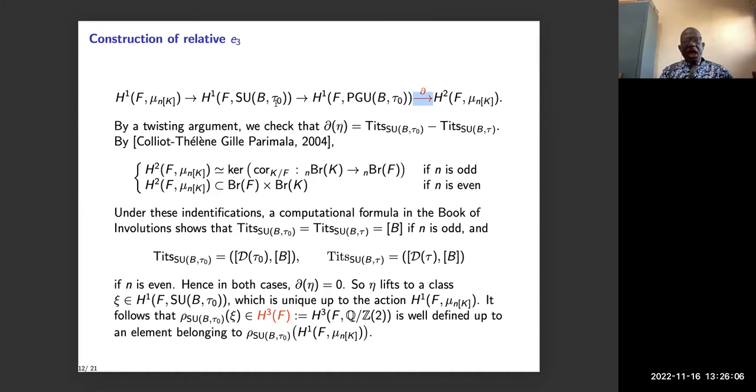Now, for eta living here, the image of eta under the connecting map is trivial, and we denote by xi the lift of eta. This lift is not unique, but it is unique up to the action of H1 of the center. And to define the Rost invariant here, you have to divide by the Rost invariant of the center.